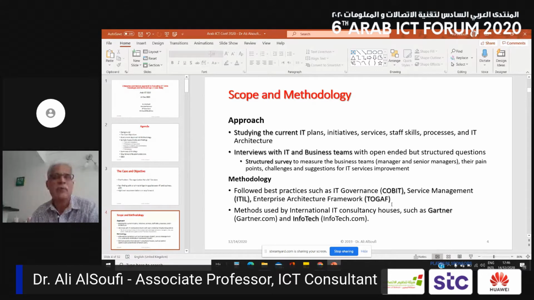What are the areas we need to look at? So this approach really studies the current IT plans, initiatives, services, IT skills, processes, and IT architecture. I will come to each one of these points and elaborate on it in a minute.